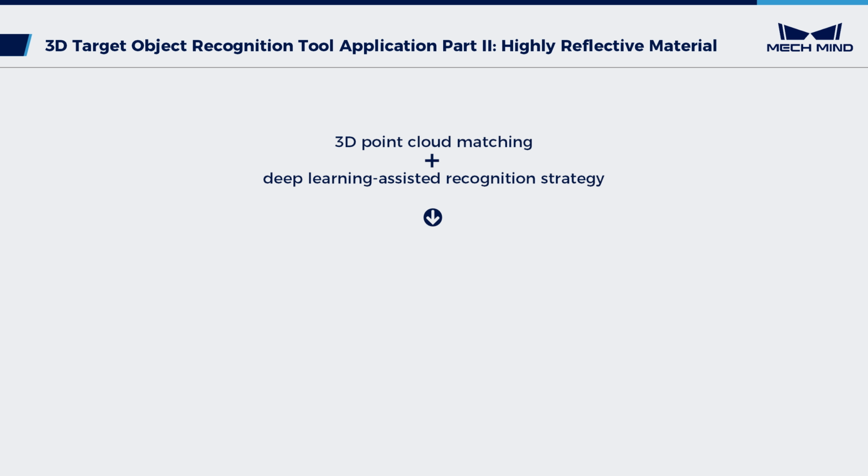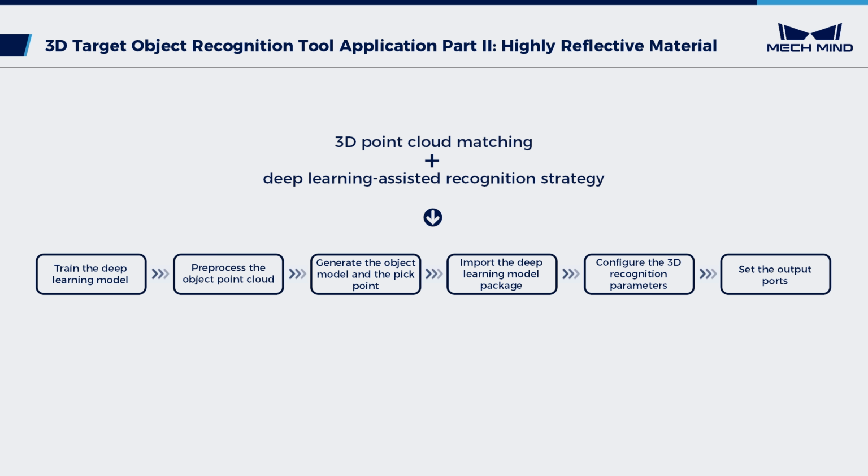With this strategy, the process of parameter configuration using the tool includes the following steps: train the deep learning model, preprocess the object point cloud, generate the object model and the pick point, import the deep learning model package, configure the 3D recognition parameters and set the output ports. Now, let's begin the specific operation.